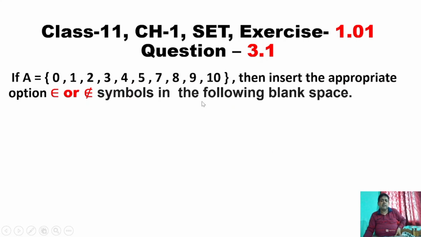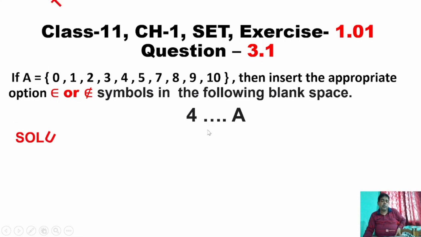Here a set is given. A set A is equal to 0, 1, 2, 3, 4, 5, 7, 8, 9, 10. These are the elements. 6 is not there. You have to insert the appropriate symbol, belongs to or does not belong to, in the following blanks. See, 4 is an element and A is a set. The element must be written on the left side and the set on the right side. Between an element and a set, we always use belongs to or does not belong to. Between two sets, we never use belongs to or does not belong to. Remember, students. Between an element and a set, which sign do you use? The belongs to sign or the does not belong to sign.